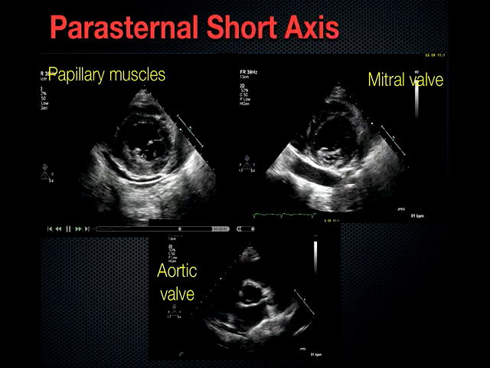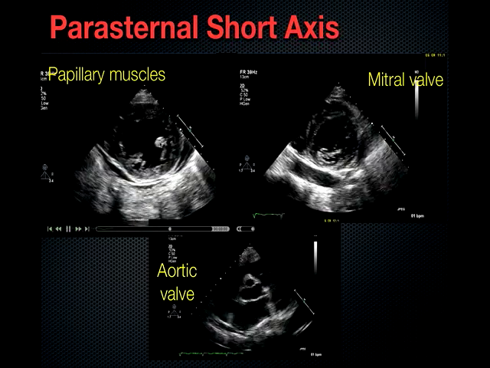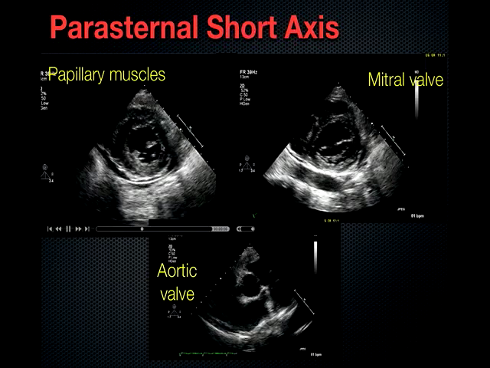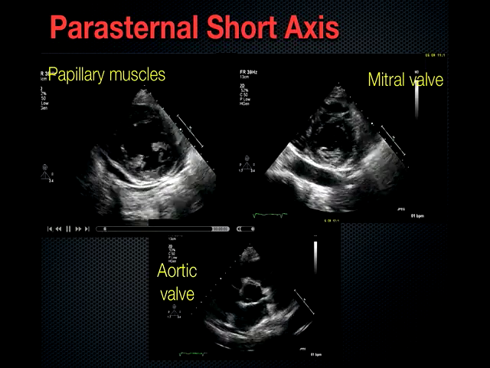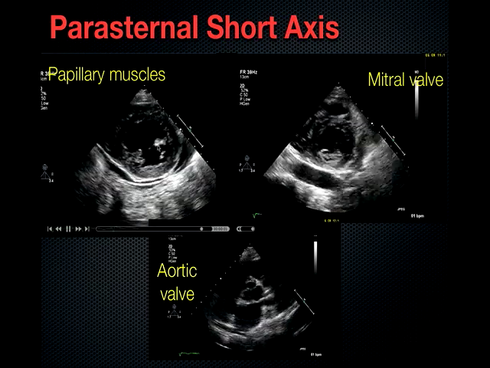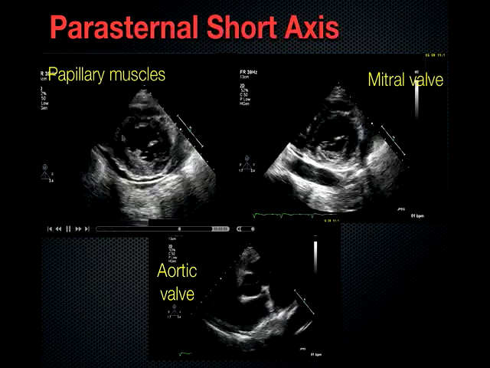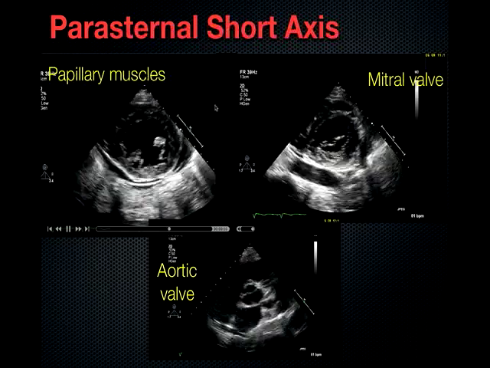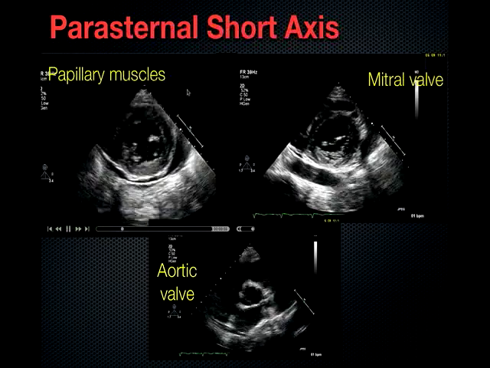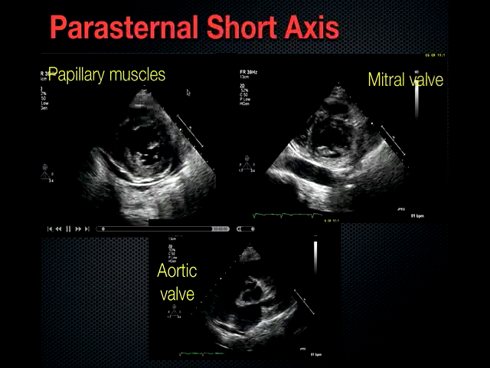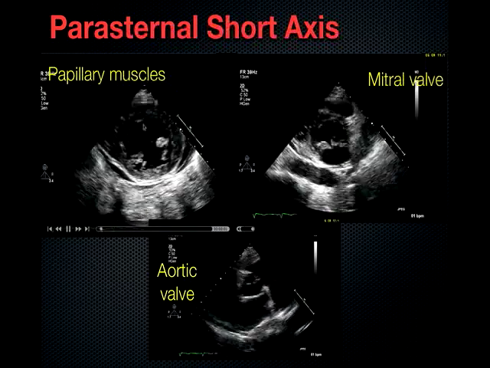In terms of the papillary muscle level, this is the posteromedial, this is the anterolateral papillary muscle. This is where the chordae tendineae are attaching to the mitral valve. And this is the level where we want to judge volume status. When we're talking about whether someone's dry or wet, or whether they have good contractility, papillary muscle level is where we're looking.